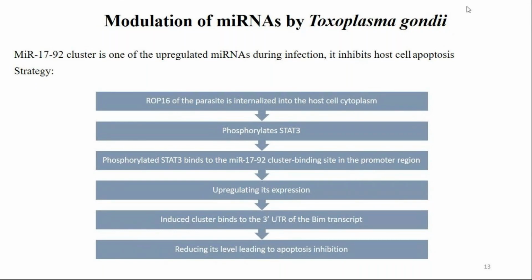It inhibits host cell apoptosis with a strategy: while the ROP16 of the parasite is internalized into the host cell cytoplasm, it will phosphorylate STAT3. The phosphorylated STAT3 binds to the microRNA 17-92 cluster binding site in the promoter region. Thus, this will upregulate its expression and will induce the binding to the 3' UTR of the BIM transcript.